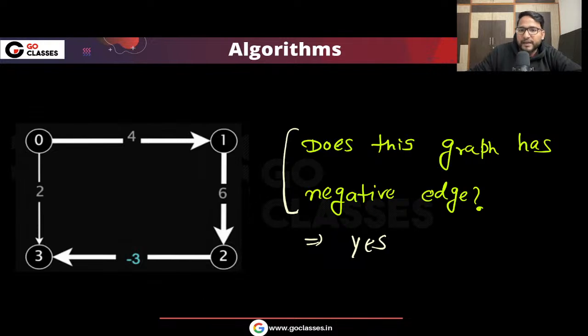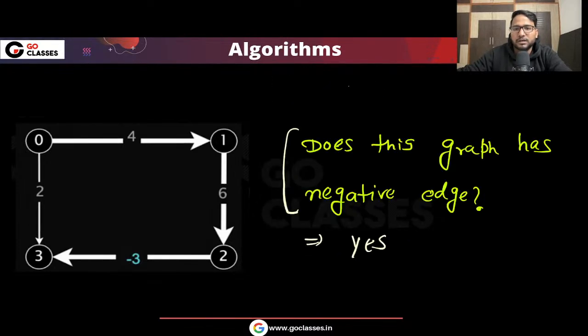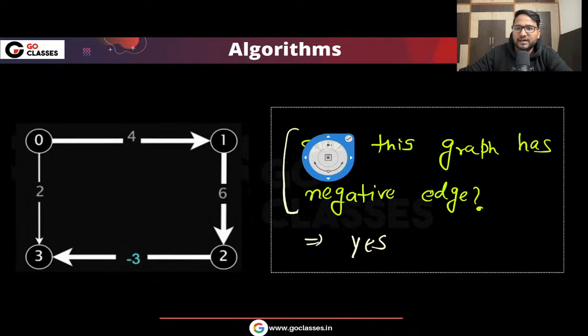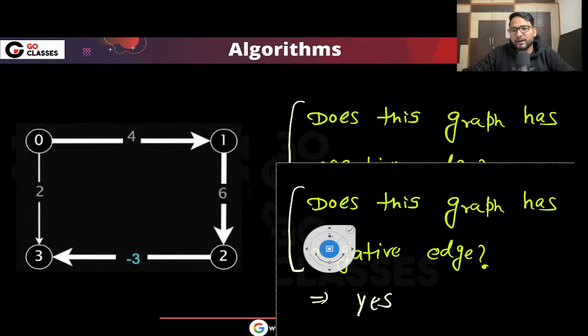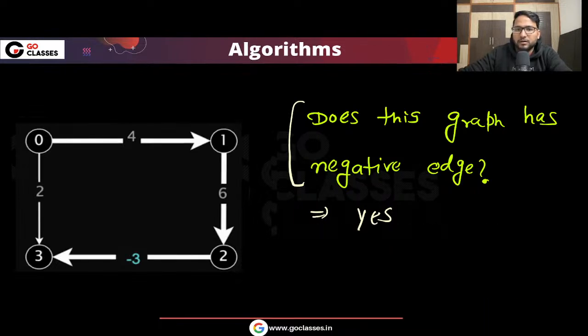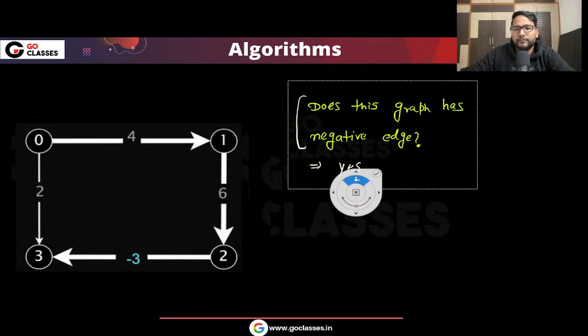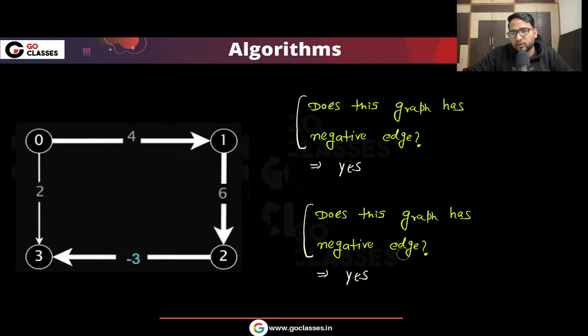Does this graph have a negative cycle? Tell me. Just see here. Is this even having any cycle? Negative, positive is okay, but is it even having any cycle? Let me just remove this. So what about the negative edge? And what about the negative cycle? So negative cycle, obviously no, right? It doesn't have a negative cycle. There is no cycle, neither negative nor positive.